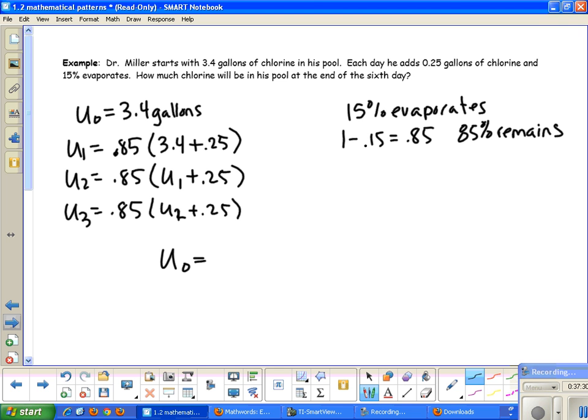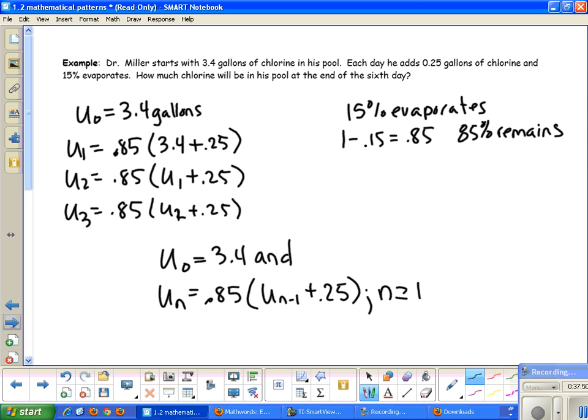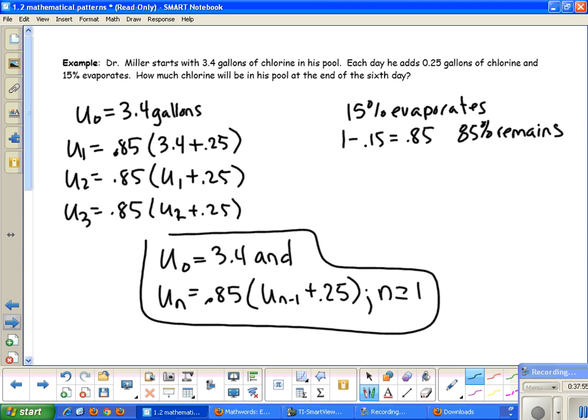So U sub 0, my first term, is 3.4. And to get to the nth term, I'm going to take 0.85, because that's how much is remaining, times U sub n minus 1, plus how much I'm adding each day, 0.25, for all n values greater than or equal to 1, since my first term is 0. So if I want to figure out the sixth day, I would have to go ahead and plug it into my calculator and figure out what it is. So I'm going to go ahead and stop here.